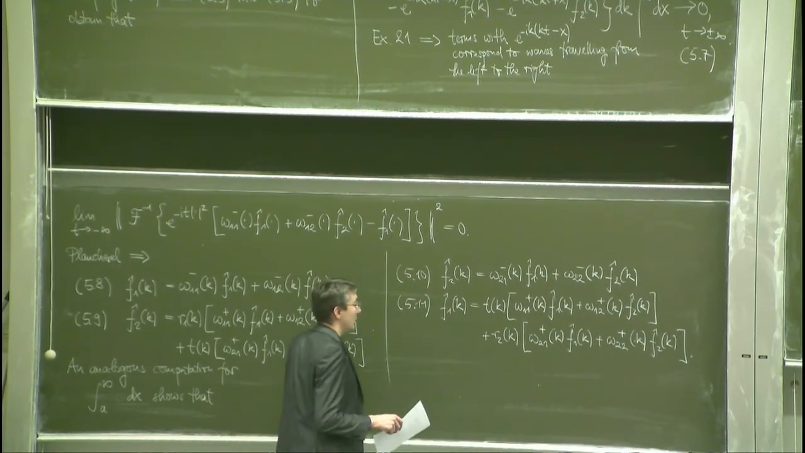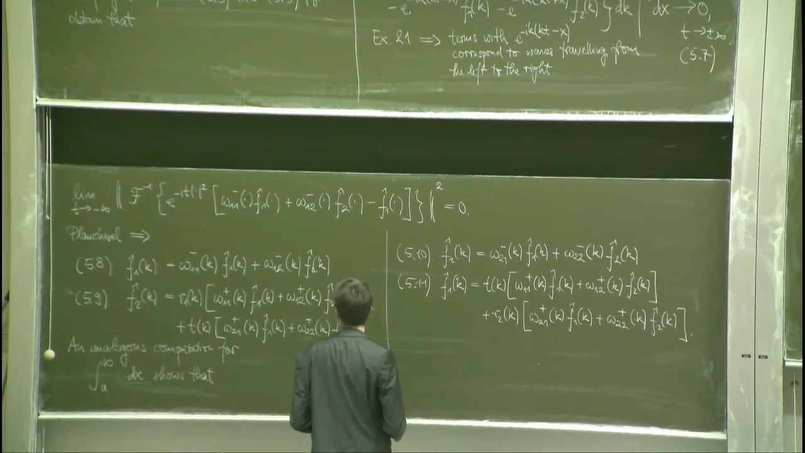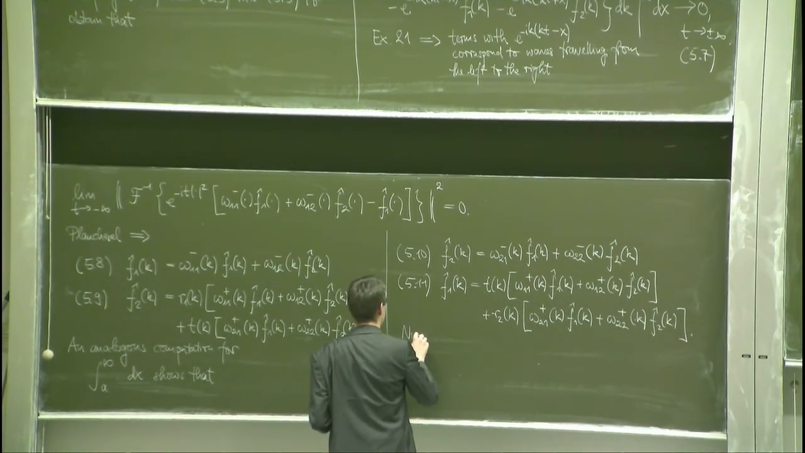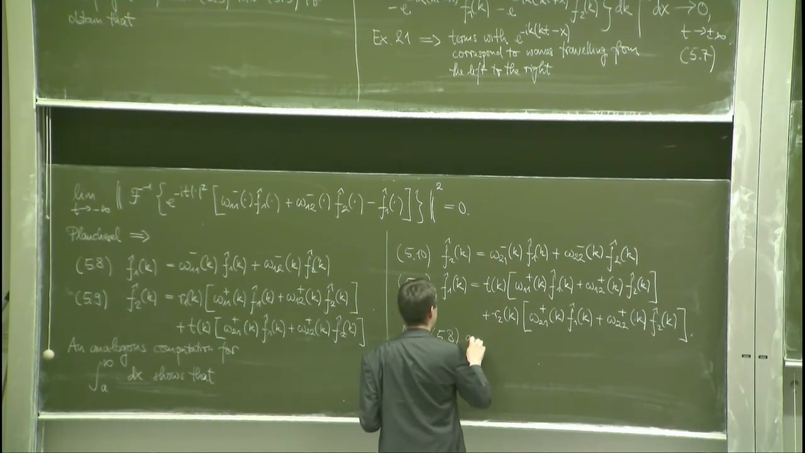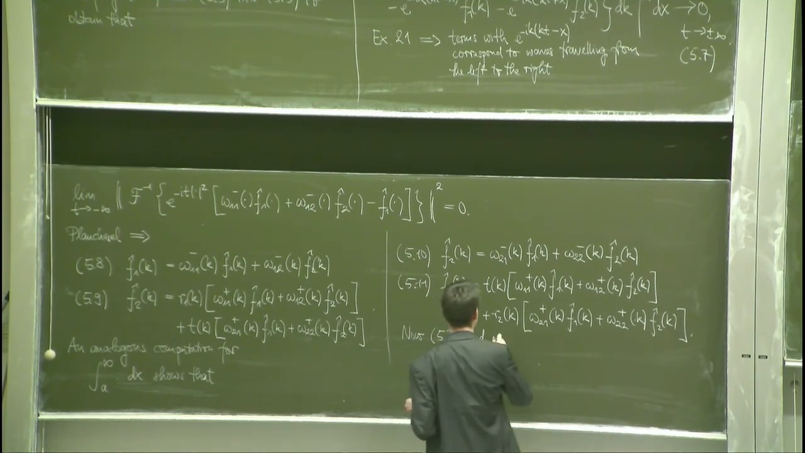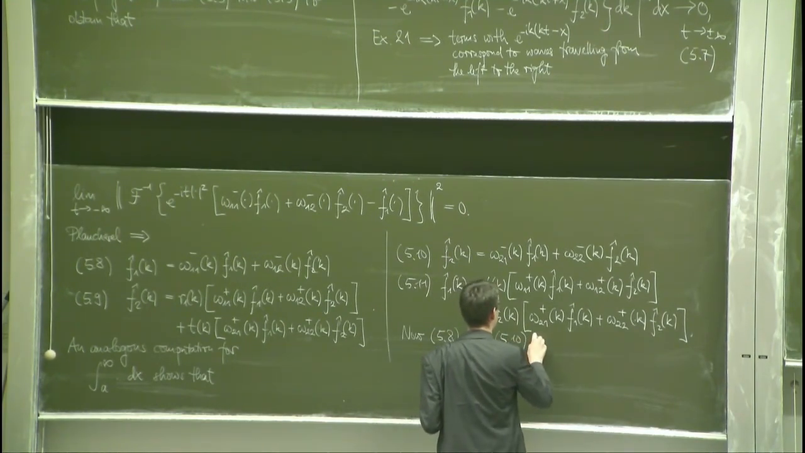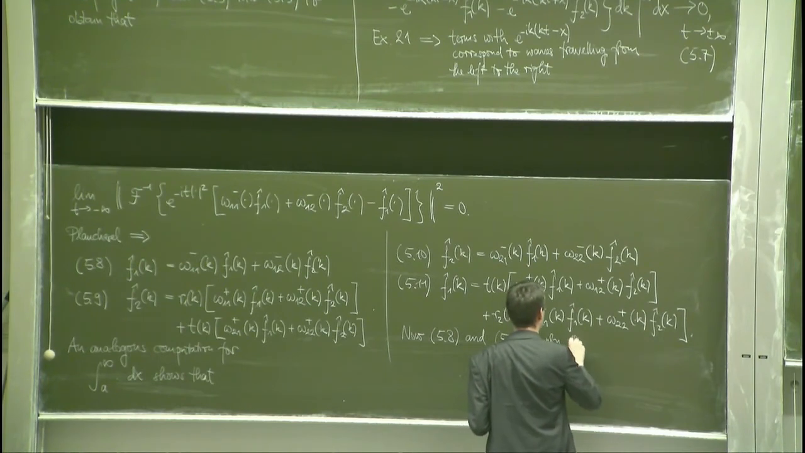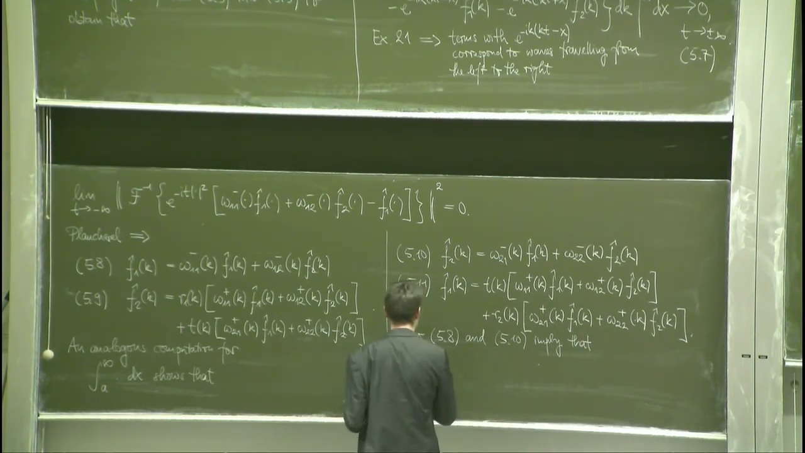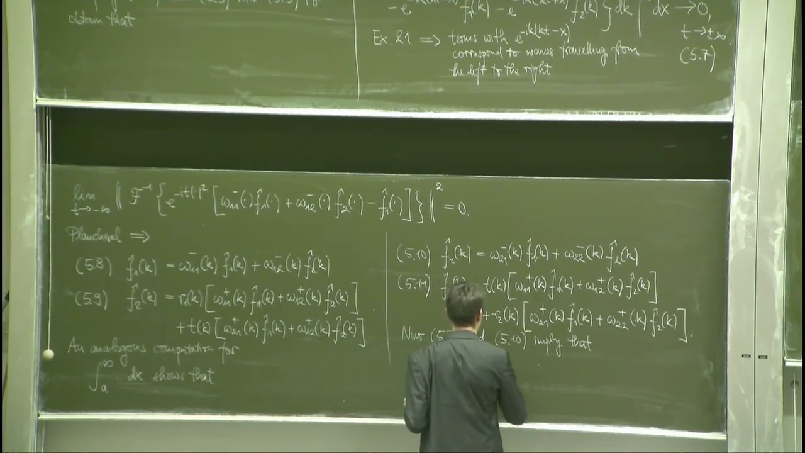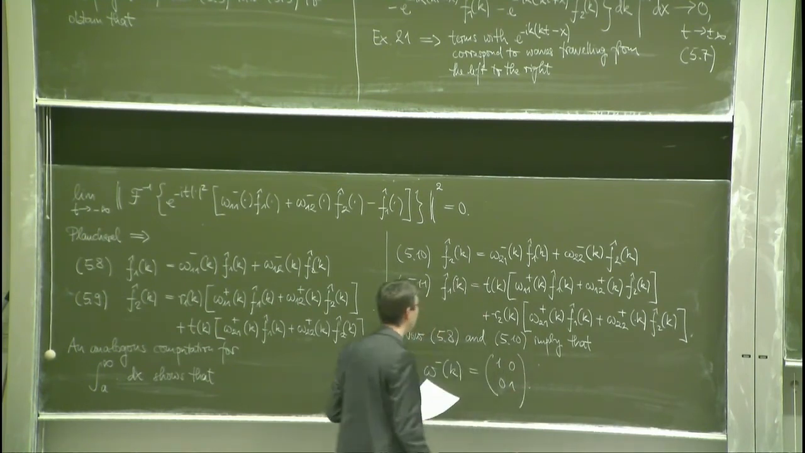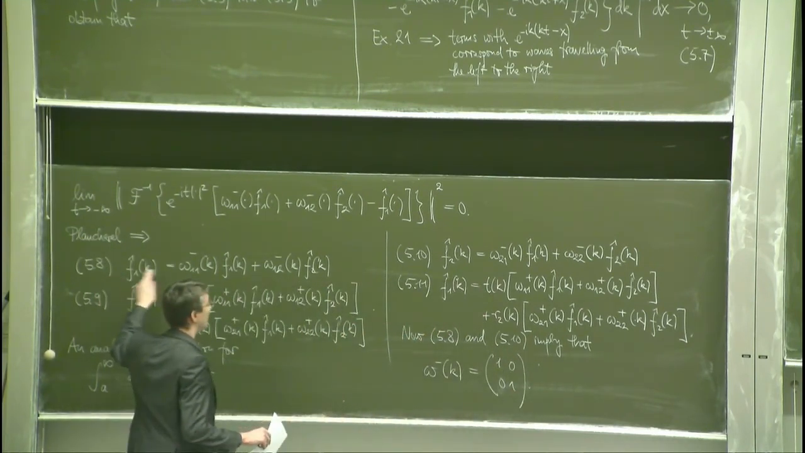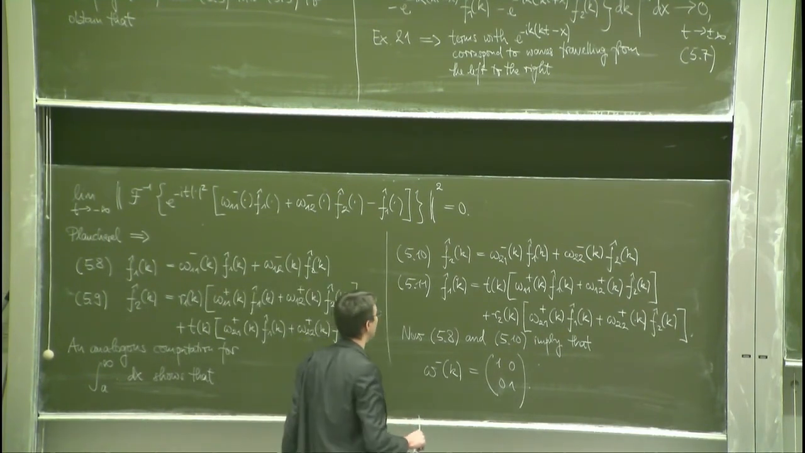And now we are basically done, because now 5.8 and 5.10 imply that omega minus of k has to be the identity. Yeah, this follows directly from 5.8 and 5.10.